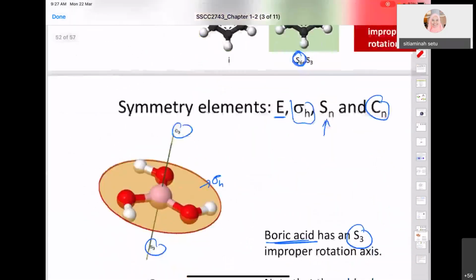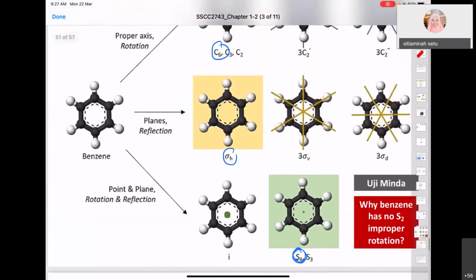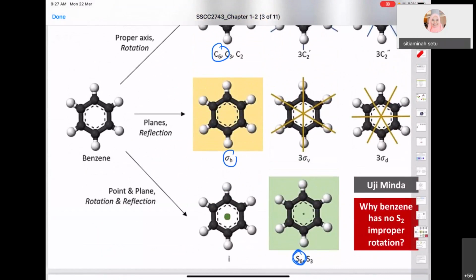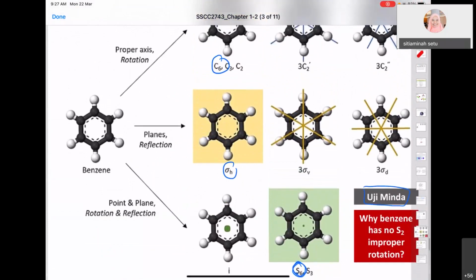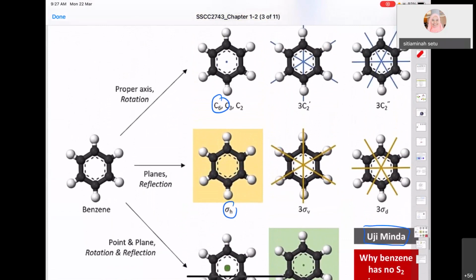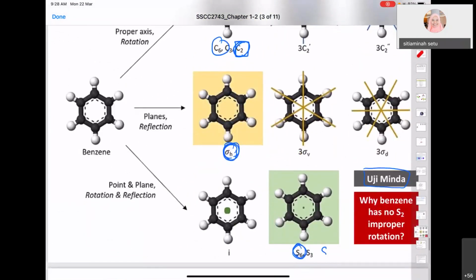And then alright, so before that saya nak uji minda sedikit. Tengok kat sini, uji minda. Why benzene has no S2 improper rotation? Padahal kalau kita tengok dia punya symmetry elements, symmetry operation, dia ada C2 dengan sigma H. Dia ada C2 dengan sigma H, tetapi kenapa dia tak ada S2? Anyone boleh jawab?